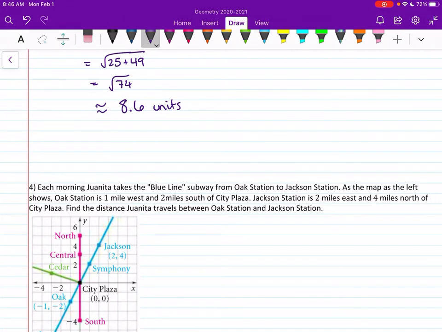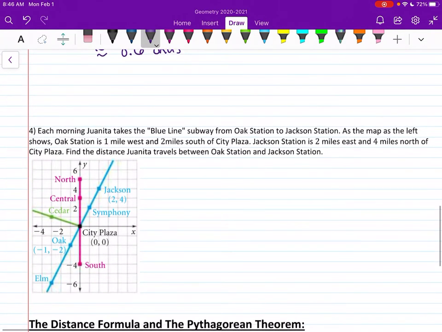Next example, we have a picture here. It says, each morning Juanita takes the Blue Line subway from Oak Station to Jackson Station. As the map below shows, Oak Station is 1 mile west and 2 miles south of the City Plaza. Jackson Station is 2 miles east and 4 miles north of City Plaza. Find the distance Juanita travels between Oak Station and Jackson Station.